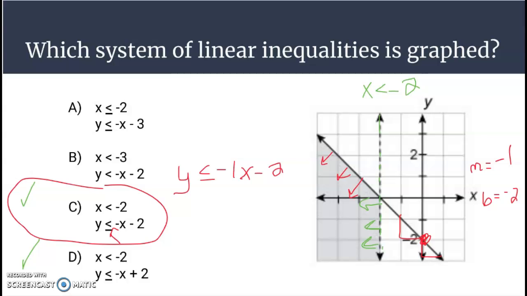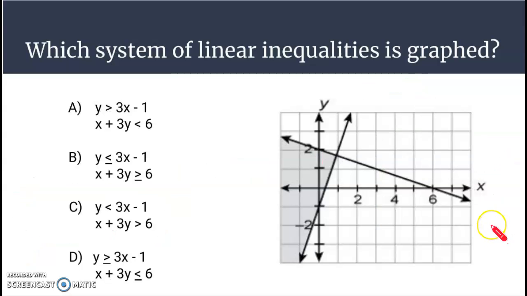Let's look at another one here. Same type of problem. Here's two inequalities. Notice we have two solid lines. So any choices that don't have a less than or equal to, greater than or equal to aren't going to work. A's not going to work for that reason. C's not going to work for that reason. But we do have the possibility of B or D.